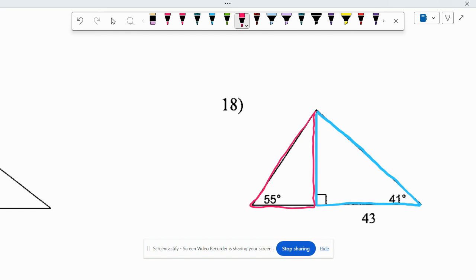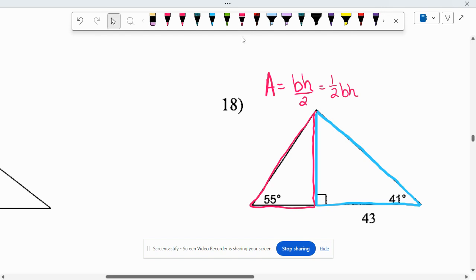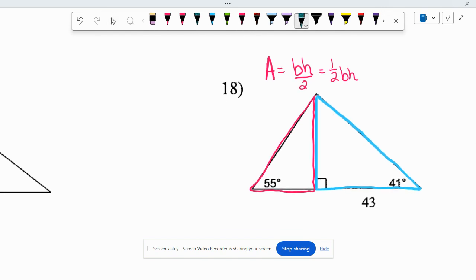You are finding the area. Remember that the area of a triangle is the base times the height divided by 2, or you can write it as 1/2 b times h, whatever works best for you. So I need to know what the height of my triangle is. I'm going to call that little h for height. Does that make sense? And this whole measurement right here is my base, so I need to know this piece as well.